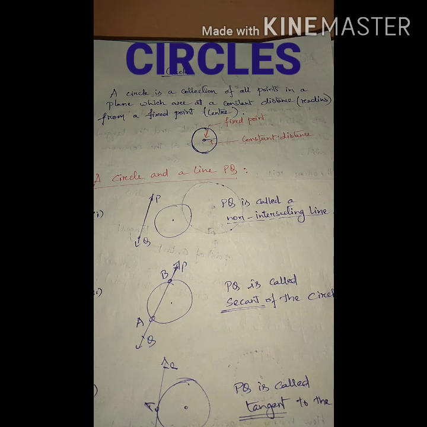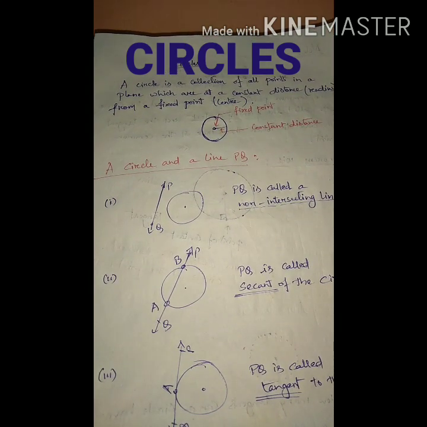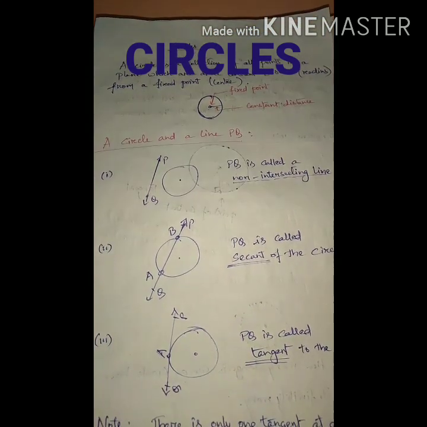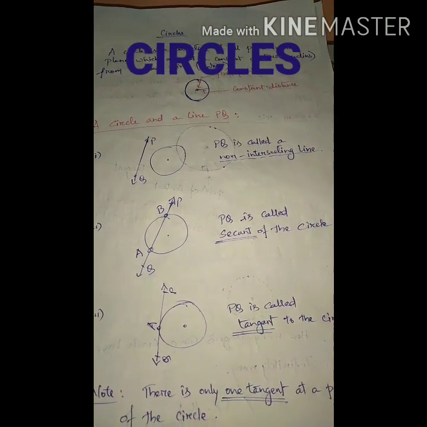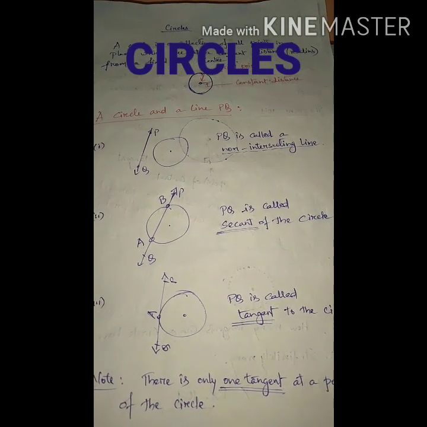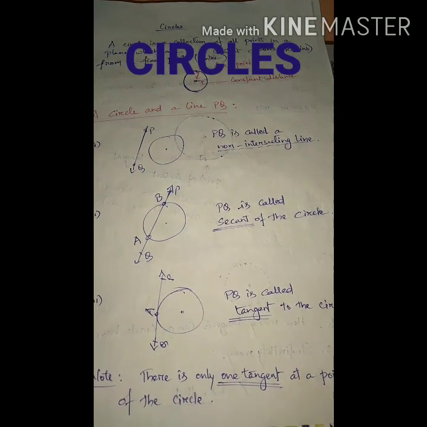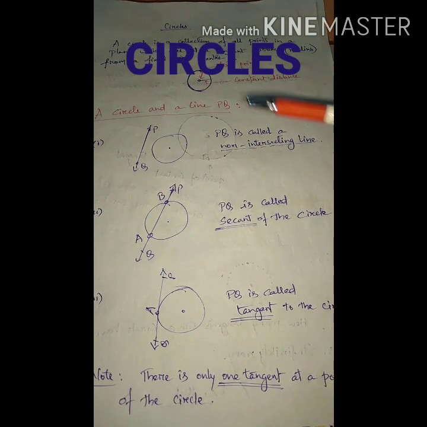Now, the first thing we have to know is, if a circle and a line are given to you, here the line is mentioned as PQ, what type of conditions do we get? So now let's see the first condition. As you see in the diagram, the circle is this one.